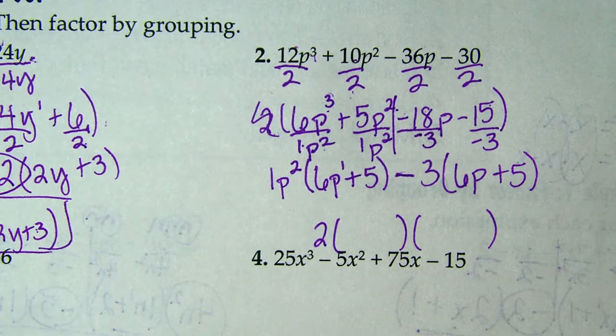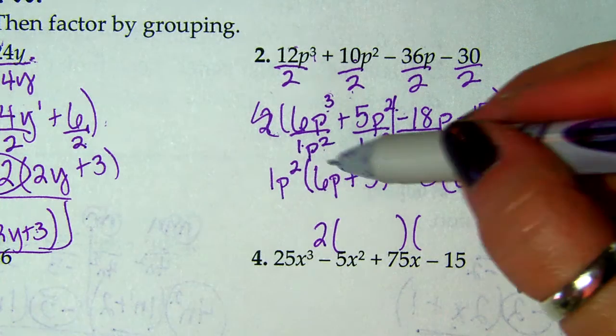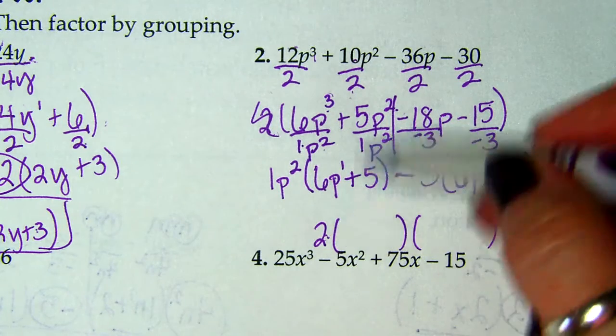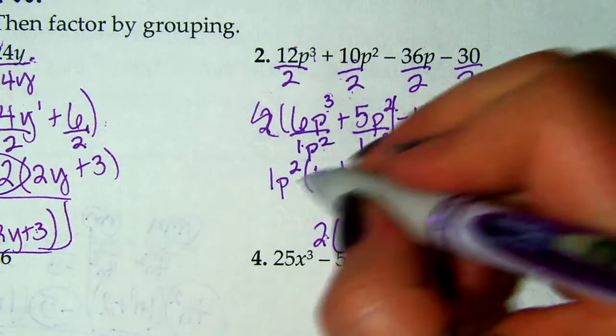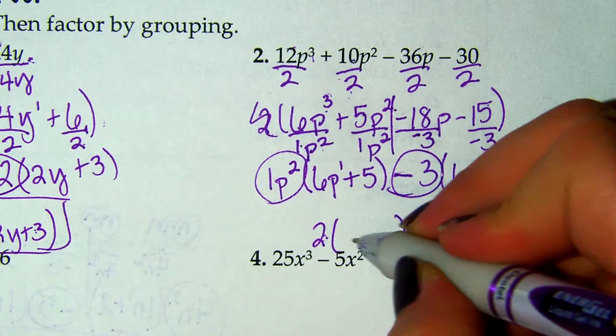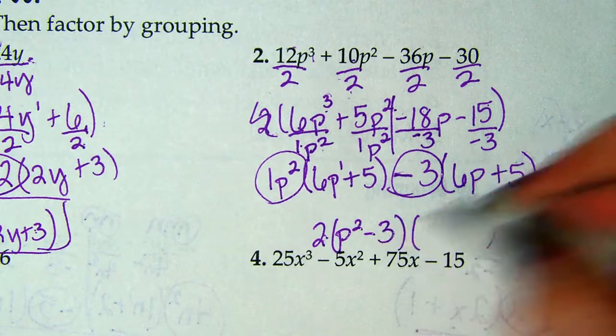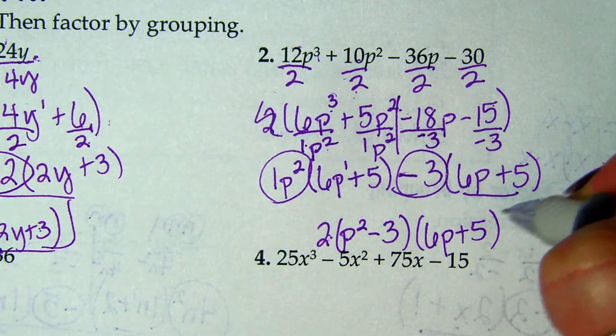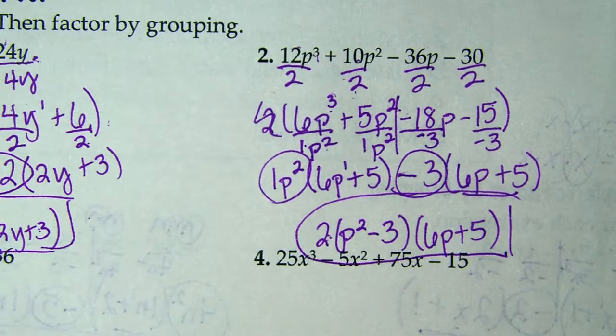So then our final answer, 2 should be out front. If you haven't written it already, that should be there from our greatest common factor. This goes into 1, p squared minus 3. The other one is this one that matches, 6p plus 5. And that's the final answer.